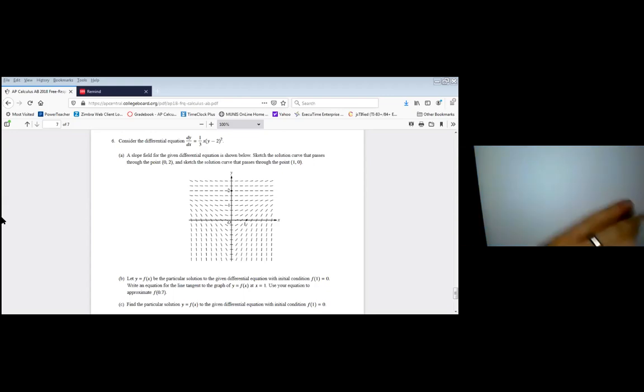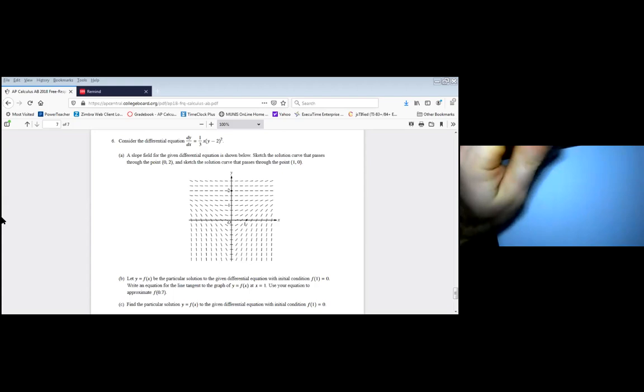Okay, let's see what we got. So first part, we have to look at, it's super easy. We just haven't looked at it yet. Okay, a slope field is given.